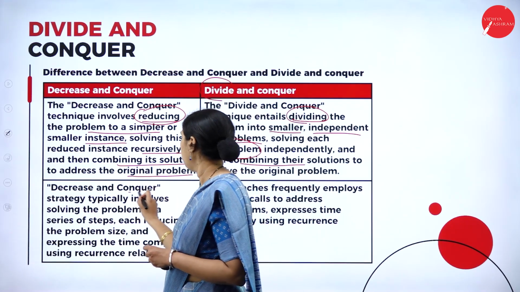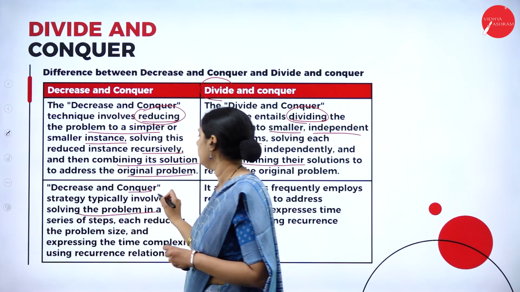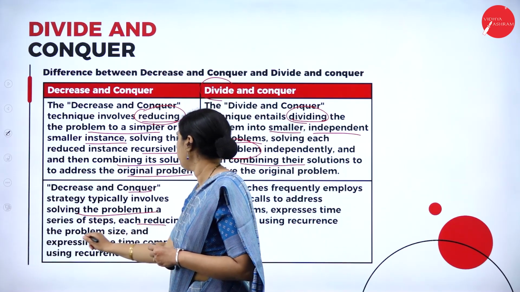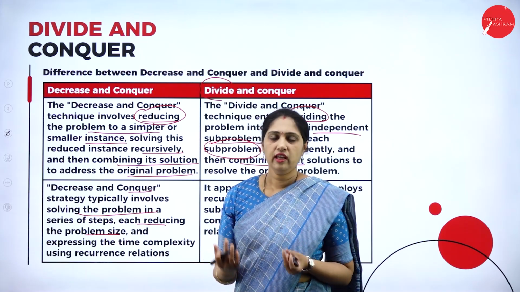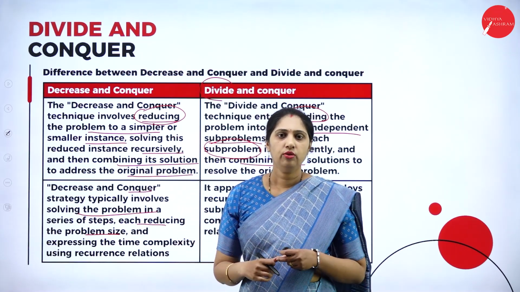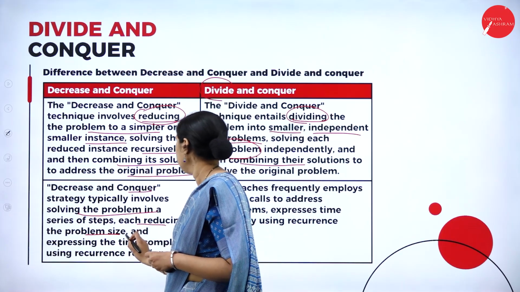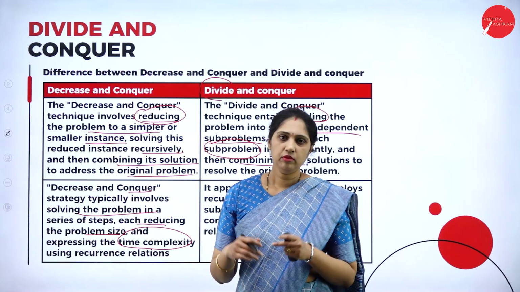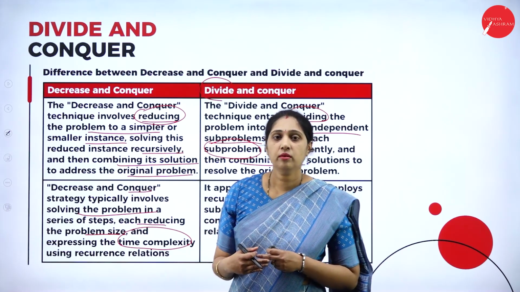Next, what is the next difference? See, decrease and conquer involves the problem in a series of steps. Each time we reduce the problem, so we are doing decrease and conquer. Why are we doing that? To express in terms of time complexity. So the time is reduced because we are reducing the problem.